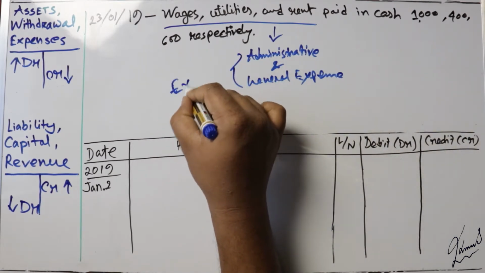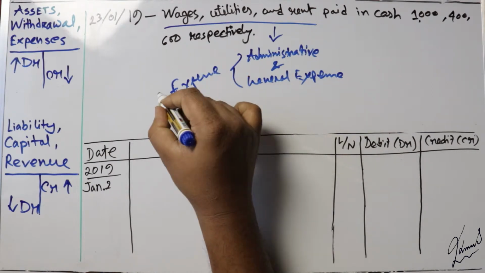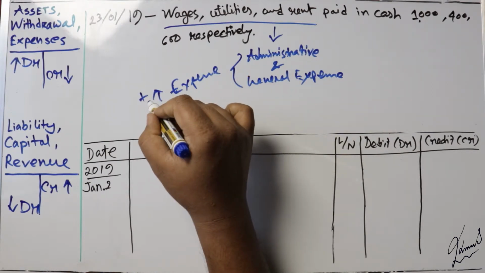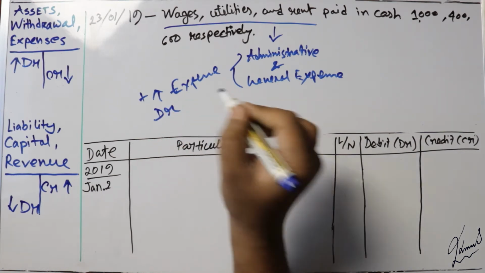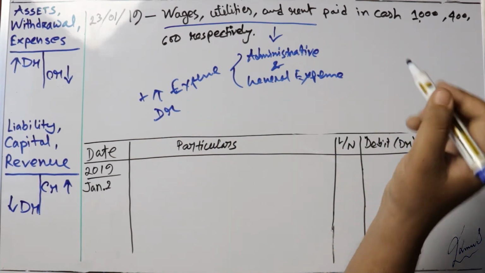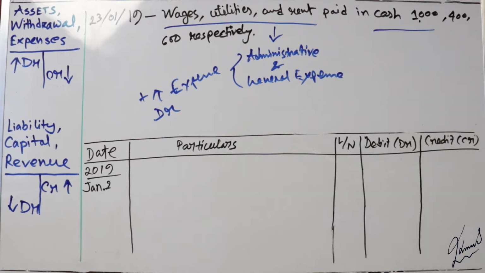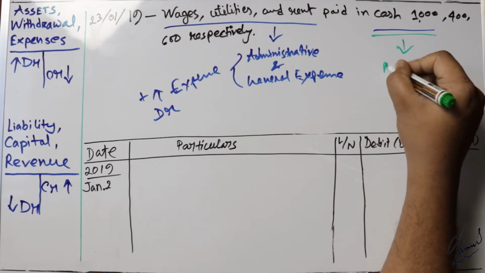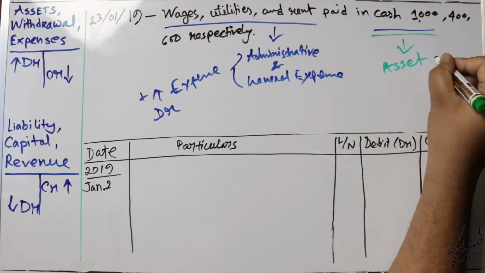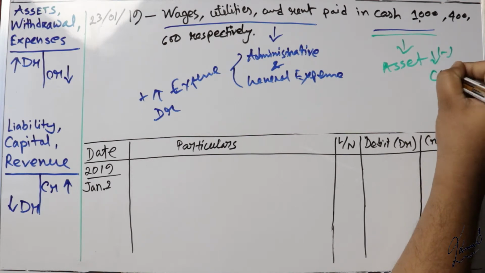Here I would like to use administrative and general expense, which is an expense account, and expense will increase their debit. So expense is debit, and at the same time we are paying cash. Asset will also reduce because we are paying cash, so it is credit.